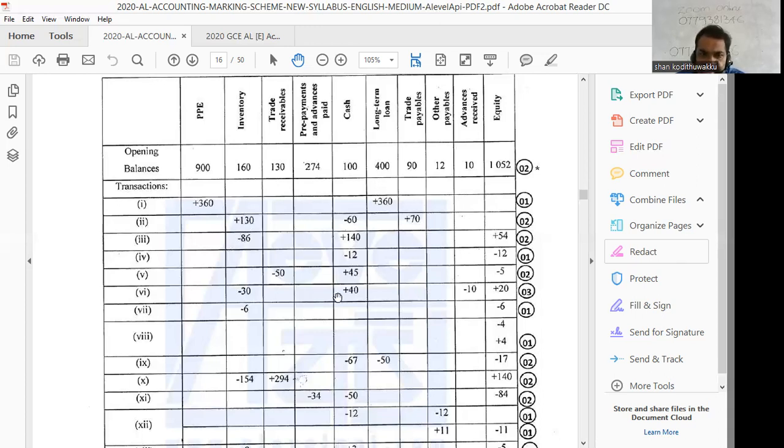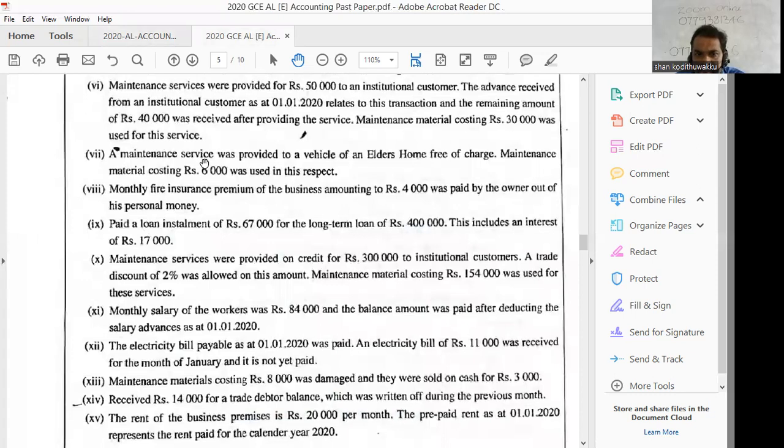Adjustment number 7. A maintenance service was provided to a vehicle of an elder home free of charge. Maintenance material costing 6,000 was used in respect of this. As the business has provided this service free of charge, nothing will be received by the business, but at a loss. Why? The business has used 6,000 worth of material to provide that service. Therefore, there is a loss. Then there will be a decrease in service material stock by 6,000. As it's a loss, equity will come down by another 6,000.